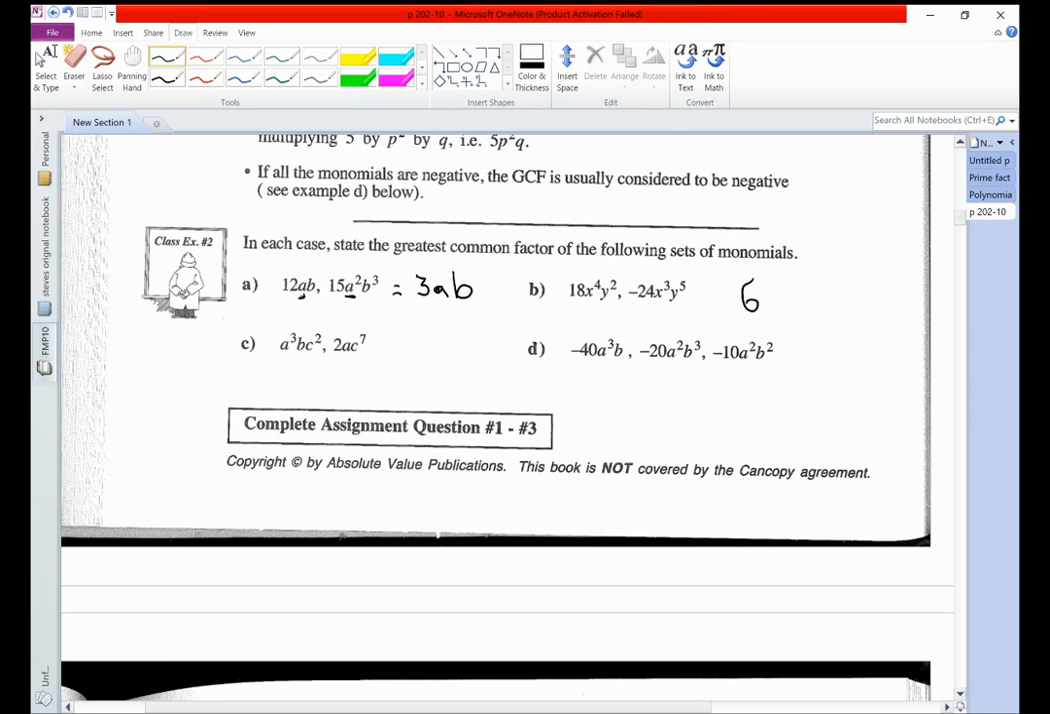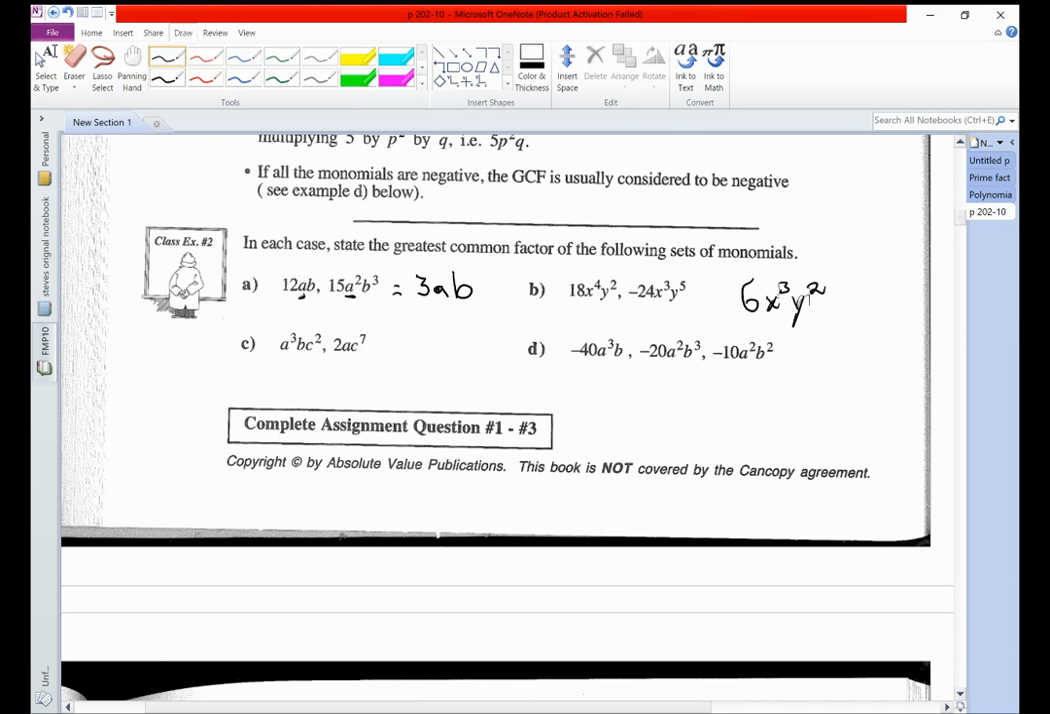How many x's can you take out of both? Well, we can take 3 x's out of both. Can't take 4 because the second term only has 3 to give. And how many y's can you take out? Well, we can take 2 y's. Sorry that my pen is being weird. So you can take out 2 y's, and the greatest common factor is 6x cubed y squared.